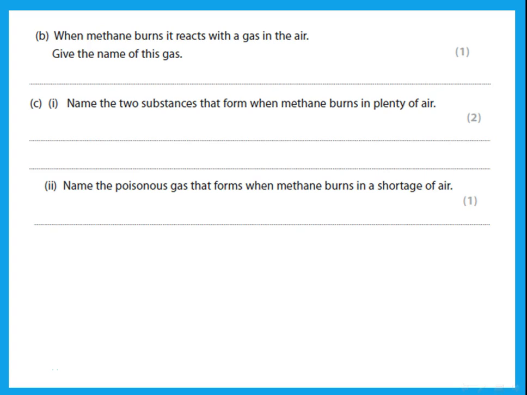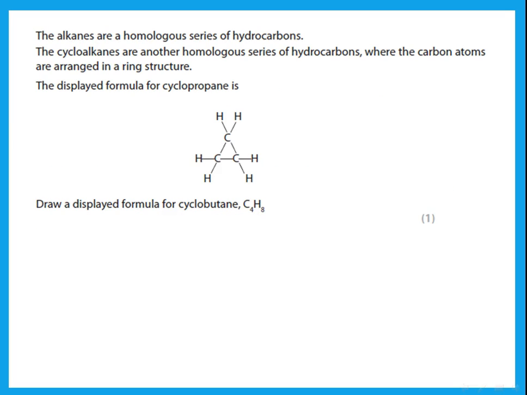Again, these are questions just for practice. When methane burns, it reacts with a gas in the air. Give the name of this gas. We said it reacts with oxygen. Name the two substances that form when methane burns in a lot of air. We said if we have a lot of oxygen, the compounds formed are carbon dioxide and water. Name the poisonous gas that forms when methane burns in a shortage of air. We said if there is not enough oxygen, then the gas formed is carbon monoxide. Okay, will you be able to answer the questions after that? Good. Let's try one more question, then continue.